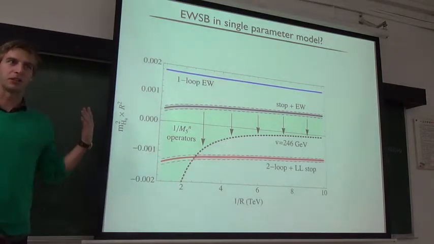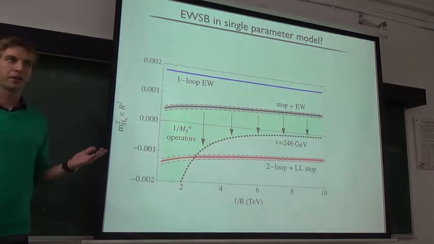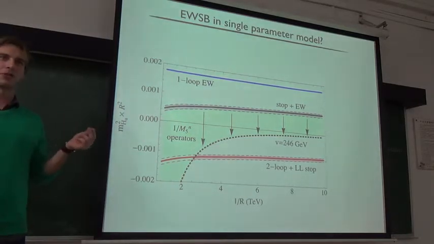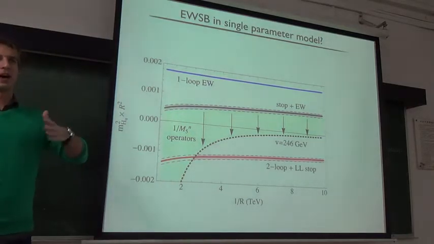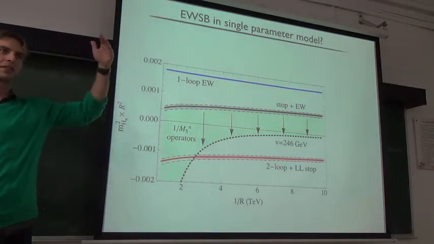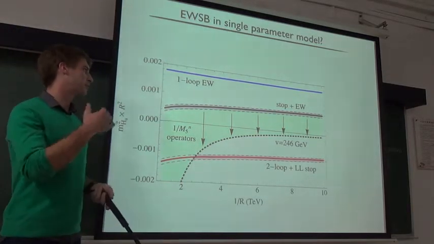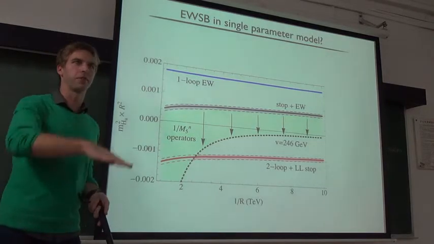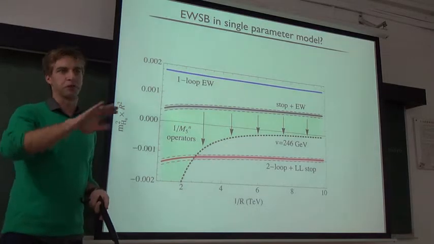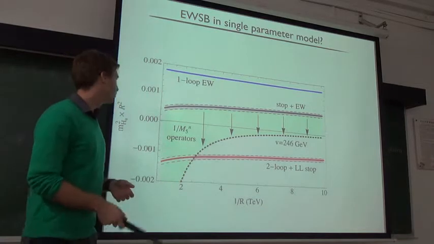So you can ask an interesting question: in that single parameter model, does electroweak symmetry breaking work? And the answer is, unfortunately, no. In that simple model, you don't get electroweak symmetry breaking. So although we get this nice natural hierarchy between the mass of the Higgs boson and the mass of the superpartners, we get a contribution to the Higgs boson mass that's positive, so it doesn't drive electroweak symmetry breaking. You need a negative mass in the Lagrangian for the Higgs boson to get an electroweak symmetry breaking potential.